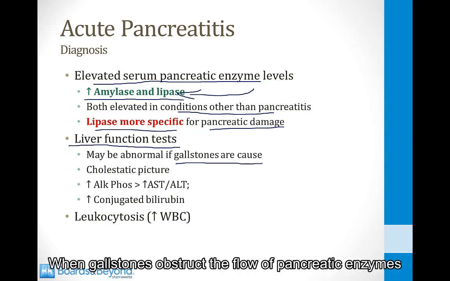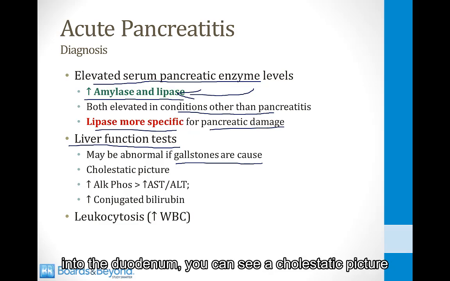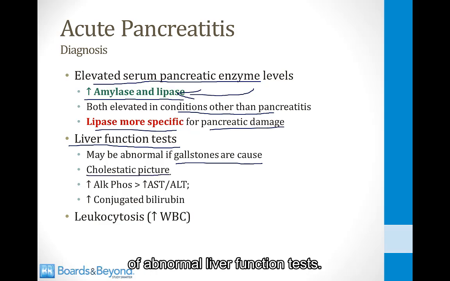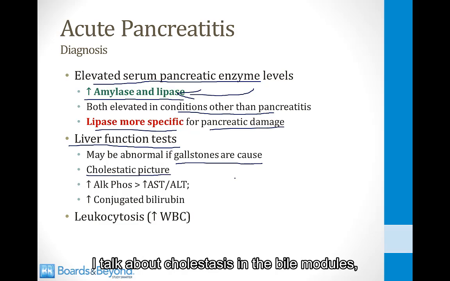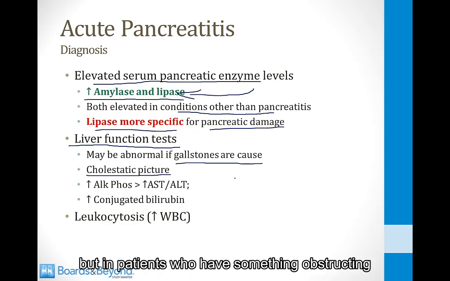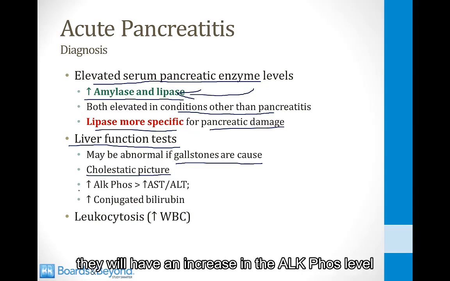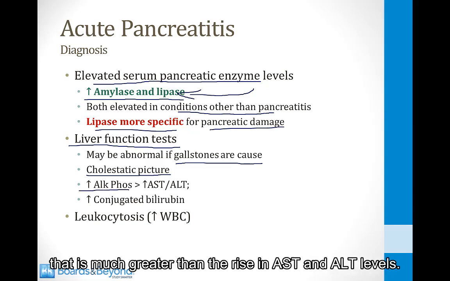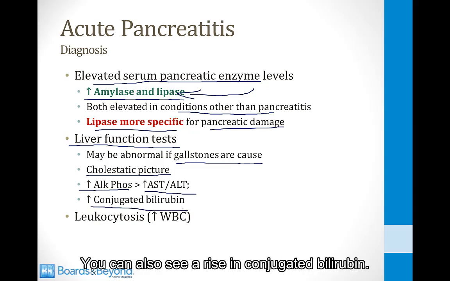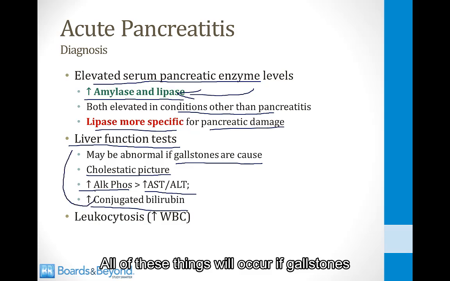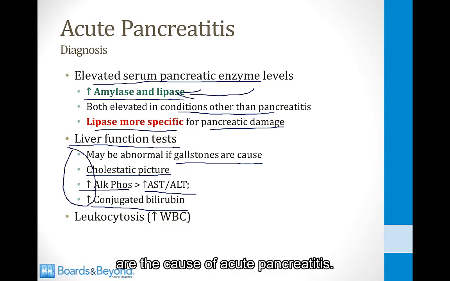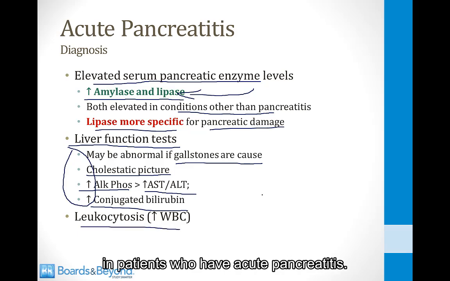When gallstones obstruct the flow of pancreatic enzymes into the duodenum, you can see a cholestatic picture of abnormal liver function tests. I talk about cholestasis in the bile modules, but in patients who have something obstructing the flow of bile, they will have an increase in the ALK phos level that is much greater than the rise in AST and ALT levels. You can also see a rise in conjugated bilirubin. All of these things will occur if gallstones are the cause of acute pancreatitis. And then finally, you can see an elevated white blood cell count in patients who have acute pancreatitis.